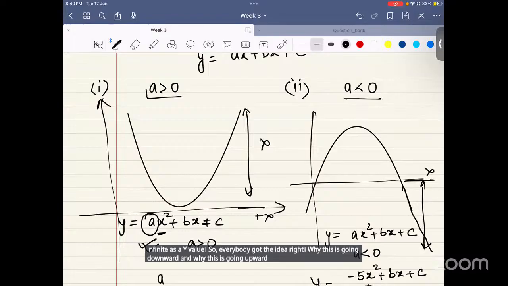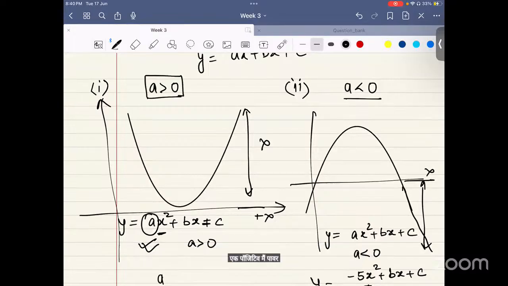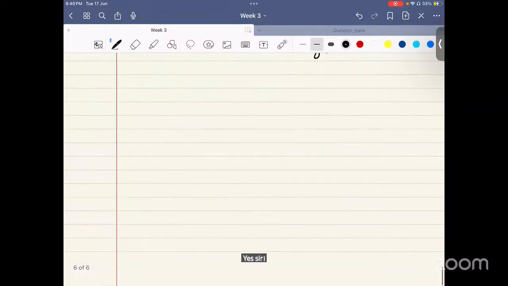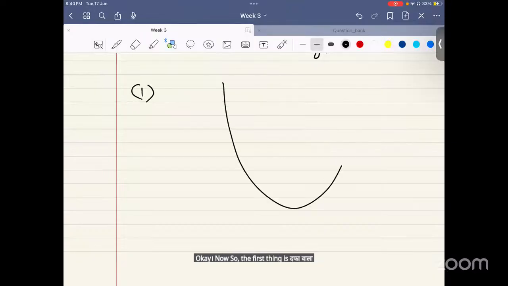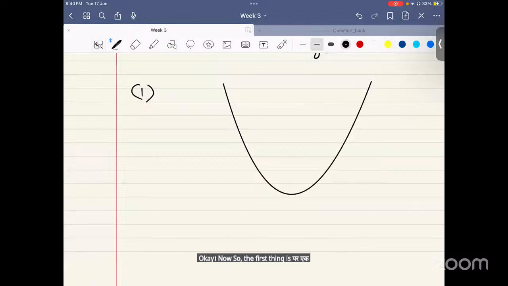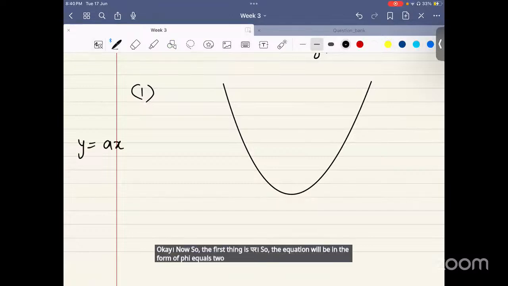If your a is positive, the parabola will go upward, and if the a is negative, the parabola will go downward. Is this clear to everybody? Yes, sir. Okay. Now, if the parabola was going upward, the equation will be in the form of y equals ax square plus bx plus c, where a is greater than 0.